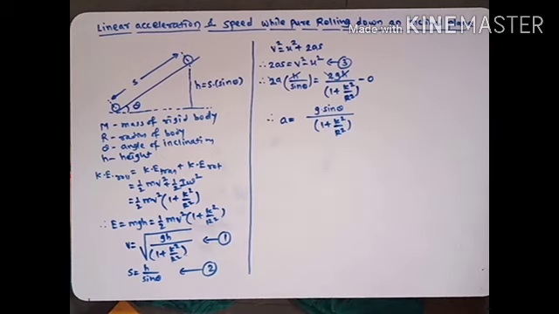This is the acceleration. For pure sliding without friction, the acceleration is g sine theta, and the final velocity is root 2 gh. This is all about linear acceleration and speed while pure rolling down an inclined plane. Thank you.